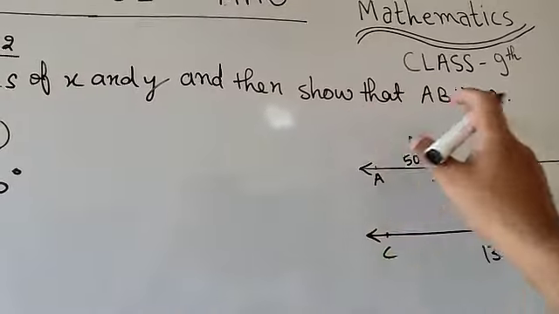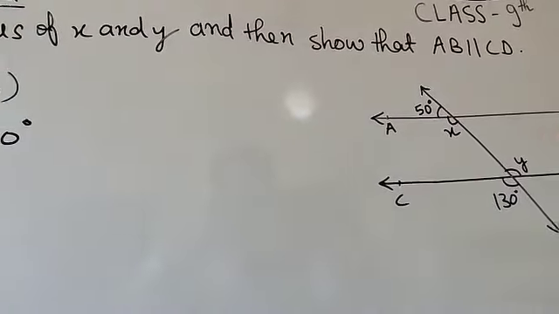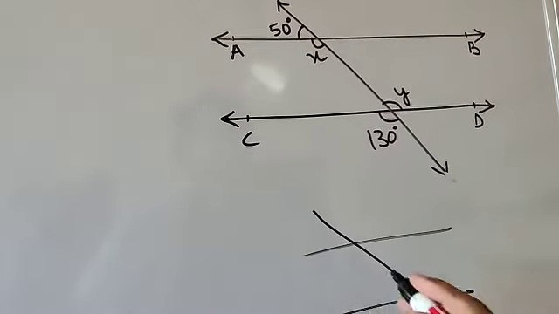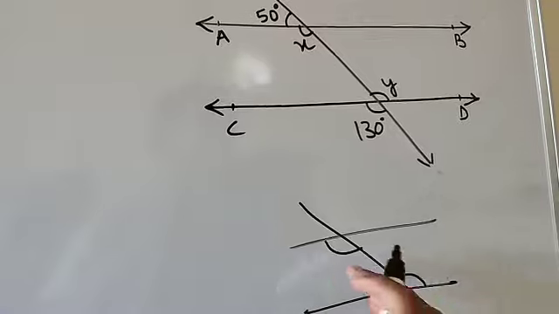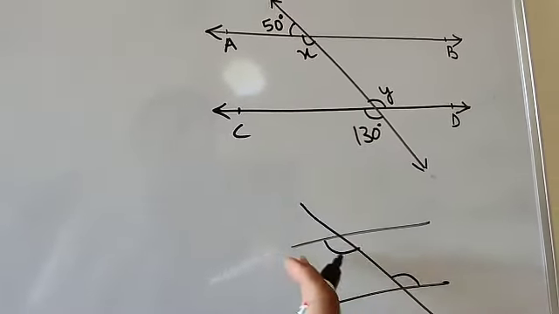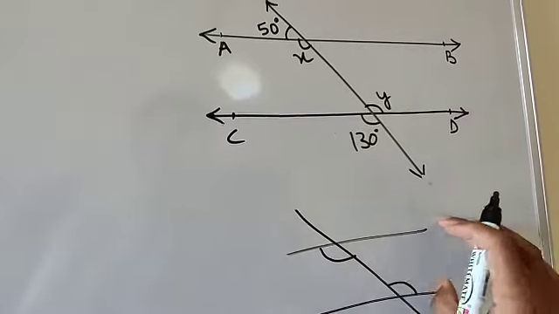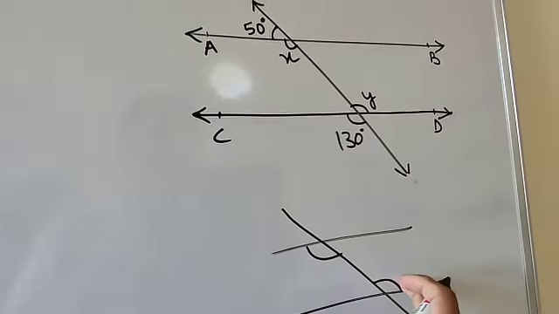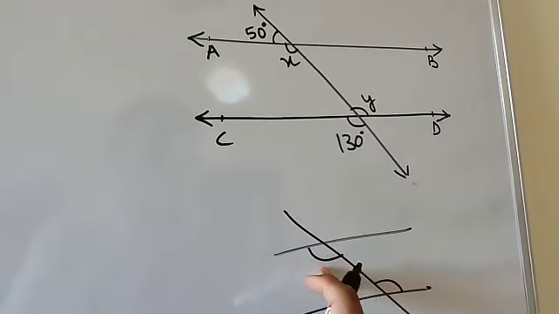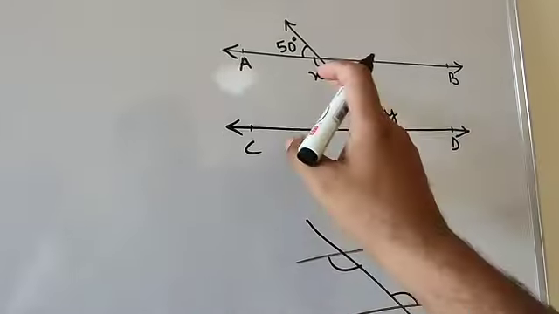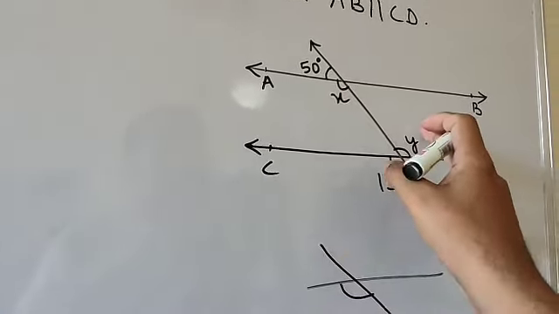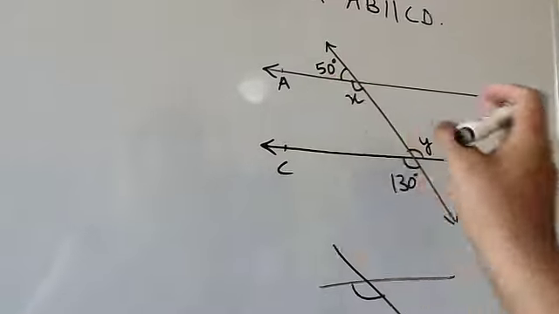Now you need to prove that AB is parallel to CD. Here you can find that if two lines are parallel and one line is intersecting, these two angles are called alternate interior angles. I explained in the previous video that if two lines are parallel, then alternate interior angles are equal. The converse of this is also true: if alternate interior angles are equal, then the lines are parallel. Here x and y are alternate interior angles and both are 130 degrees. So if both are equal, it means AB is parallel to CD.